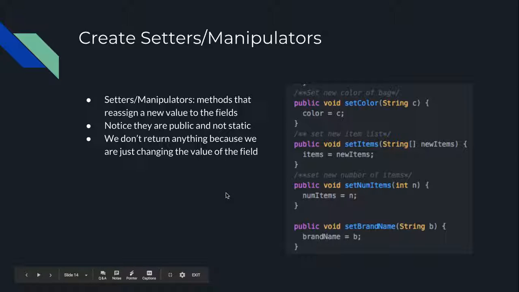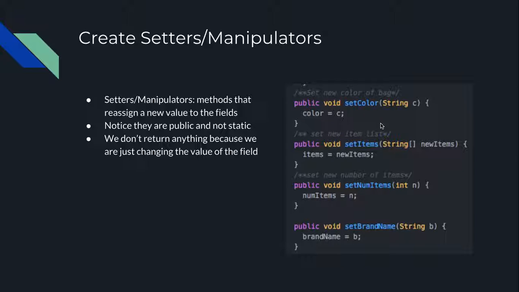And now we have something called setters or manipulators. So originally I had mentioned that we want to access field values, but we also want to change them most likely. So setters and manipulators are a set of methods that you can use to reassign new values to the fields. So in this case, what I want you to notice is that they're once again all public. But our return type is going to be void, meaning that we're not going to return anything. All we're doing is changing the value of our fields.